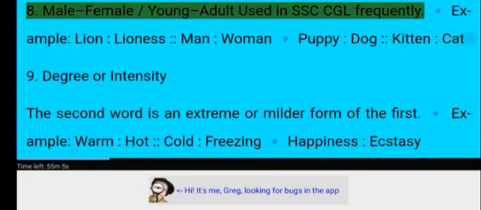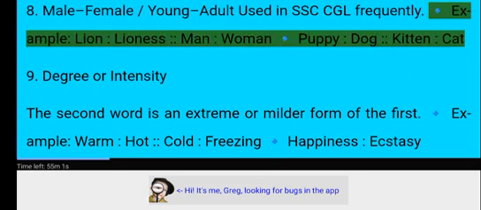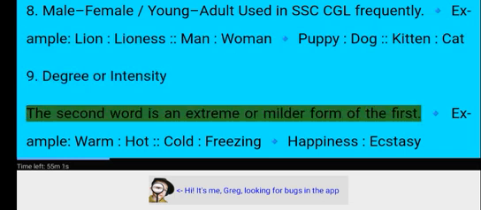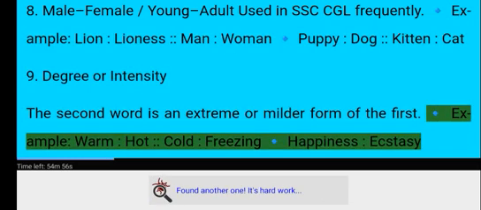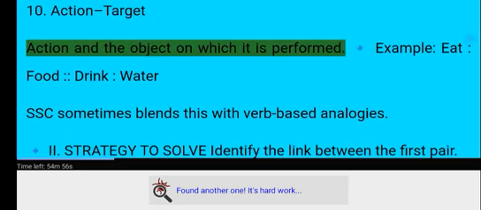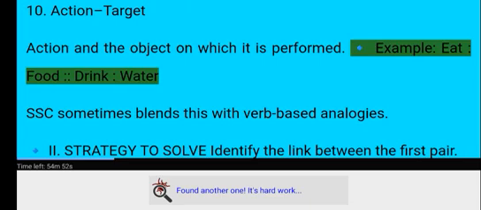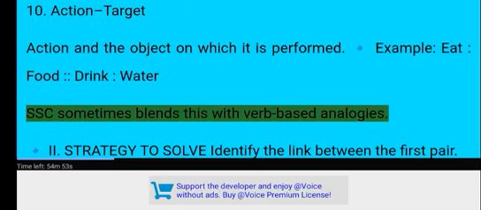8. Male, female, young, adult. Used in SSC CGL frequently. Example: lion, lioness; man, woman; puppy, dog; kitten, cat. 9. Degree or intensity. The second word is an extreme or milder form of the first. Example: warm, hot; cold, freezing; happiness, ecstasy. 10. Action and target. The action and the object on which it is performed. Example: eat, food; drink, water. SSC sometimes blends this with verb-based analogies.